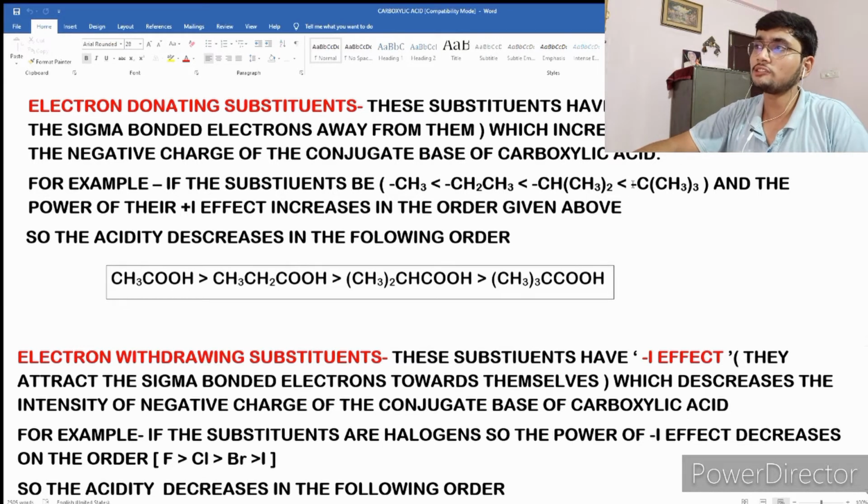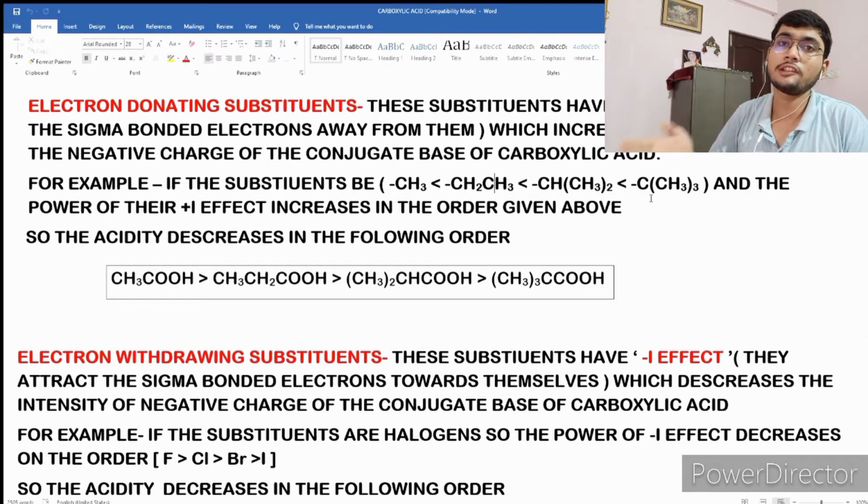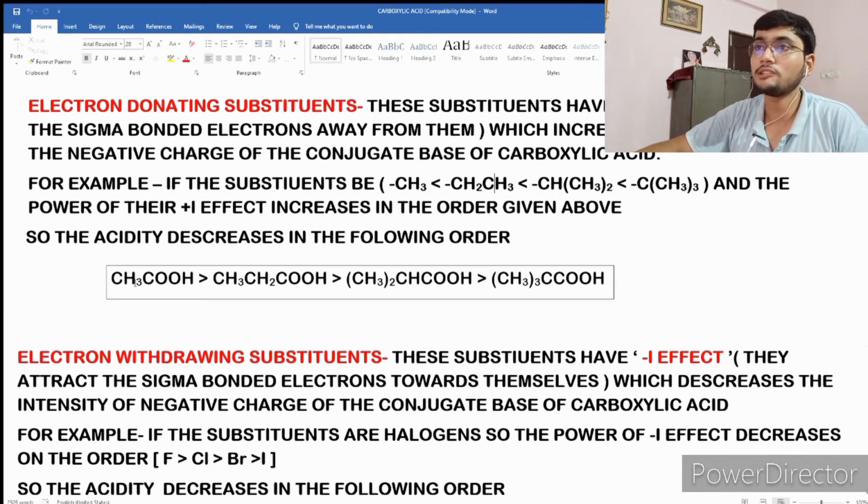Since this is the most powerful plus I effect group, if it is attached to a carboxylic acid, that carboxylic acid will be least acidic. So the trend of acidity of carboxylic acid will be this. Because the methyl group is the least powerful plus I effect group, its carboxylic acid will be the most acidic. You see, this is the methyl group attached to the carboxylic acid. Then comes ethyl, then isopropyl, then tertiary butyl.